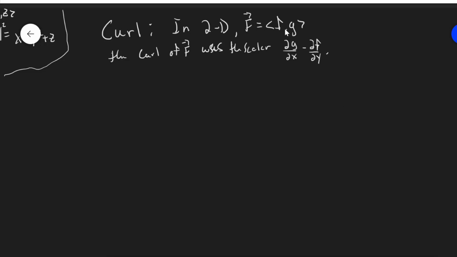Now, this is not as easy to extend to 3D, right? So in 3D, our vector field will look in general like F, G, H, and it's not clear, at least from this definition, how we would extend that to 3D. And in fact, it doesn't extend that nicely. Well, I'll point out the extension.